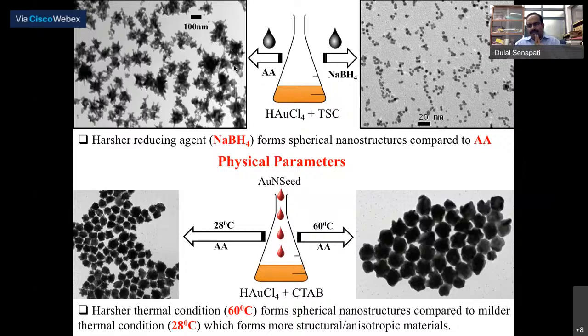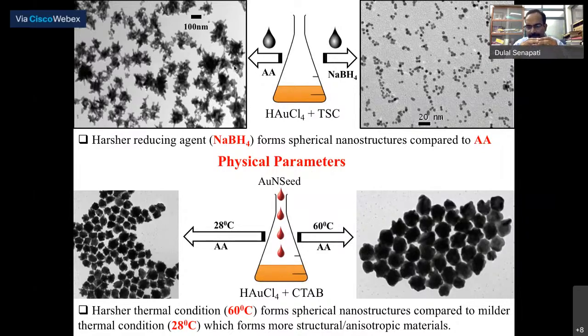The first physical parameter, which generally all synthetic people vary, is temperature. You can see very clearly here also, we are keeping the composition of the material the same: gold chloride plus cetyl trimethyl ammonium bromide. Cetyl trimethyl ammonium bromide is the surfactant or stabilizing agent, and gold chloride is the metal precursor. So this composition is constant.